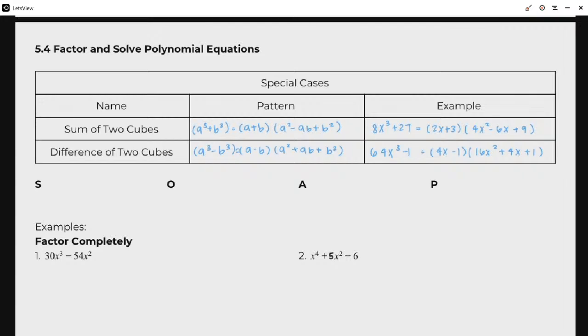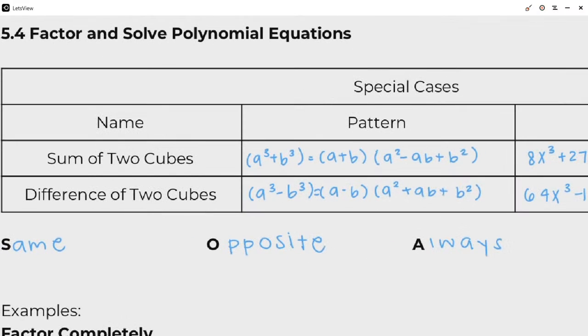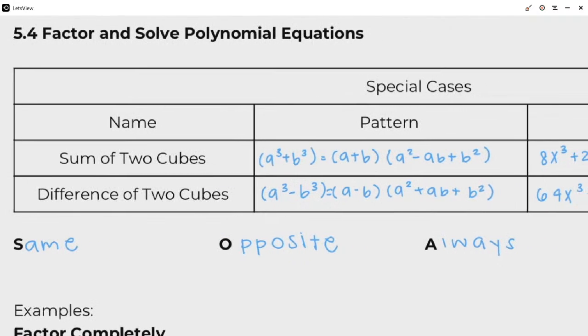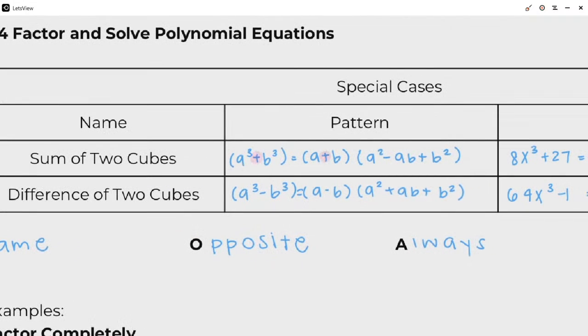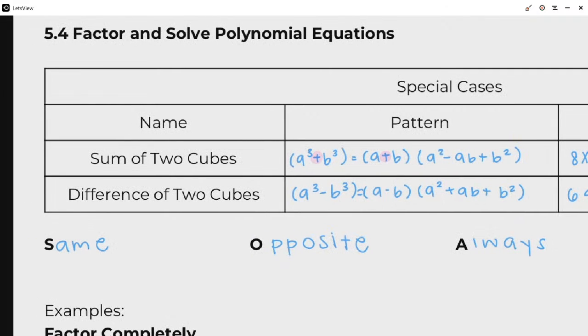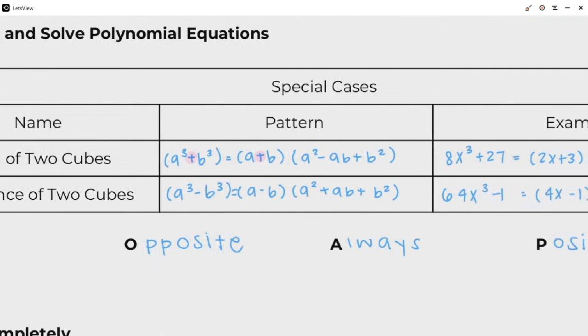A way to remember is SOAP. The first one is the same, and then opposite, and always positive. If we look at the first one, a cubed plus b cubed, the first will be the same. Since the original sign was a plus, the equation will also have a plus. Then it'll be the opposite sign, and the last one is always positive.